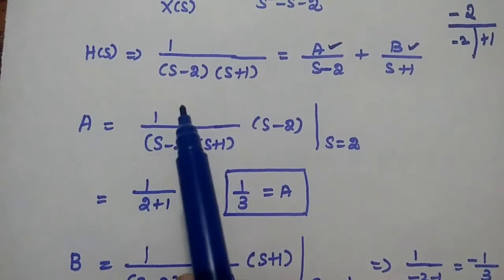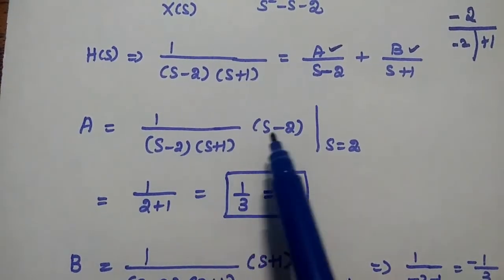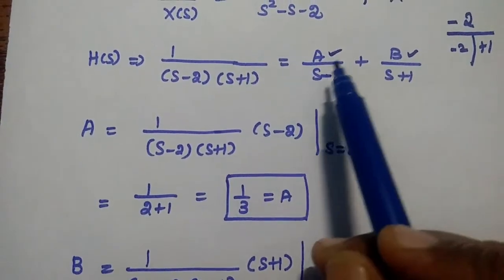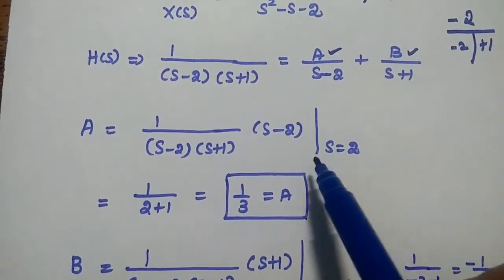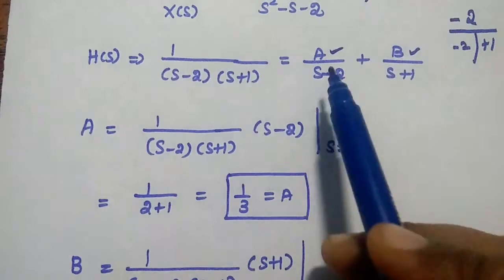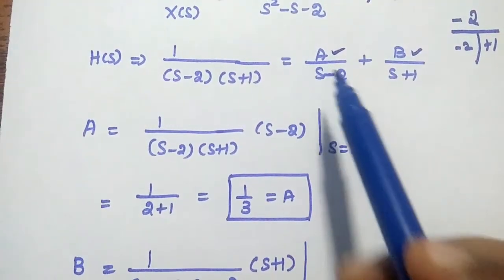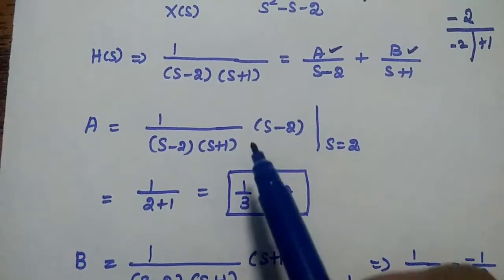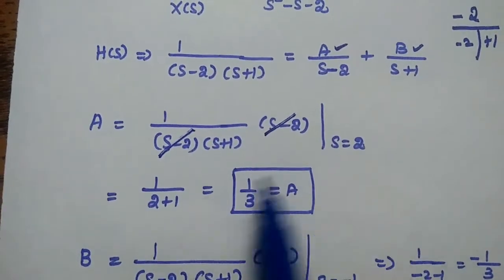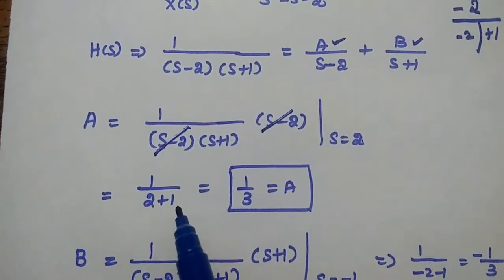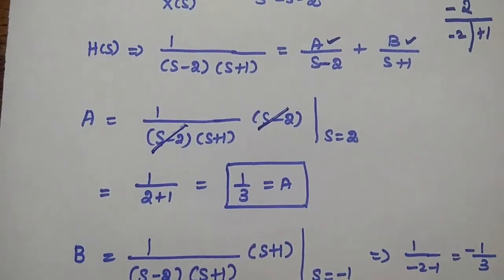Here A is equal to 1 by (s minus 2)(s plus 1), multiplied by the denominator of A, s minus 2, with the condition s is equal to plus 2. Here s minus 2 means we can assume s is equal to plus 2. Then we can cancel this term and substitute s as 2. So 1 divided by 2 plus 1 is equal to 1 by 3. That is the value of A.